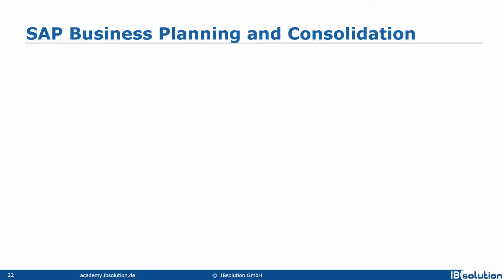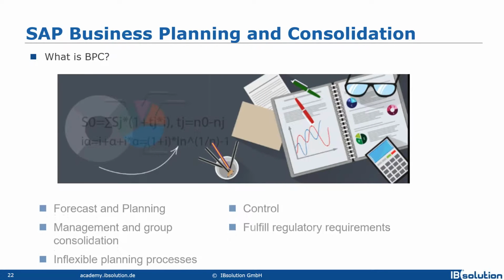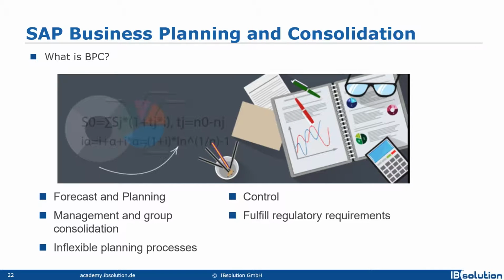So they all fit together, and now we are moving on to the final component that we'll discuss today as part of this webinar. It's business planning and consolidation, or BPC. BPC is the tool to go to for forecast and planning, also for consolidation. So if you're a multinational organization with multiple associates and subsidiaries worldwide, you would want to have a centralized system where you can combine all the information.